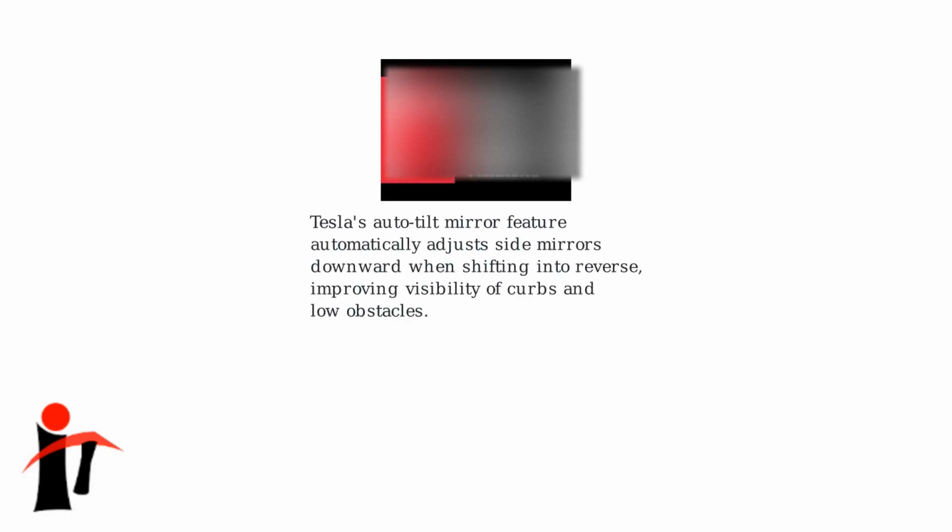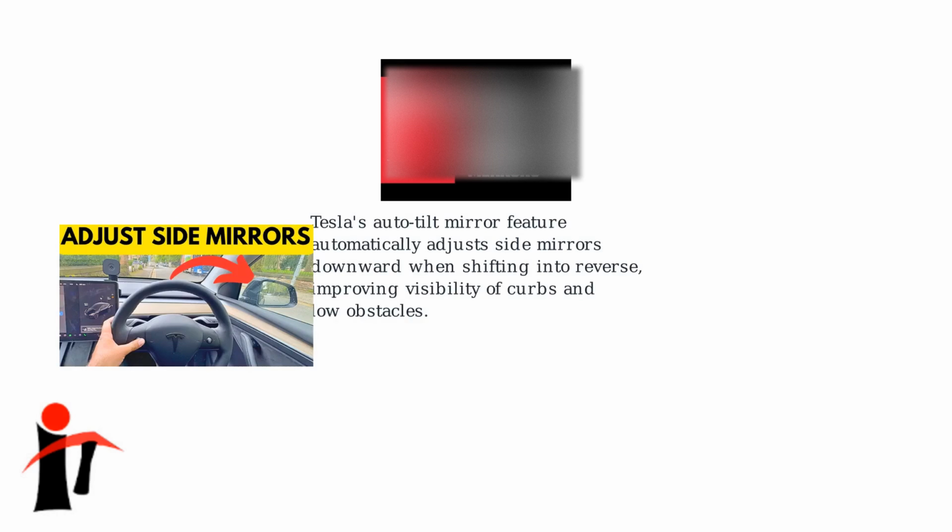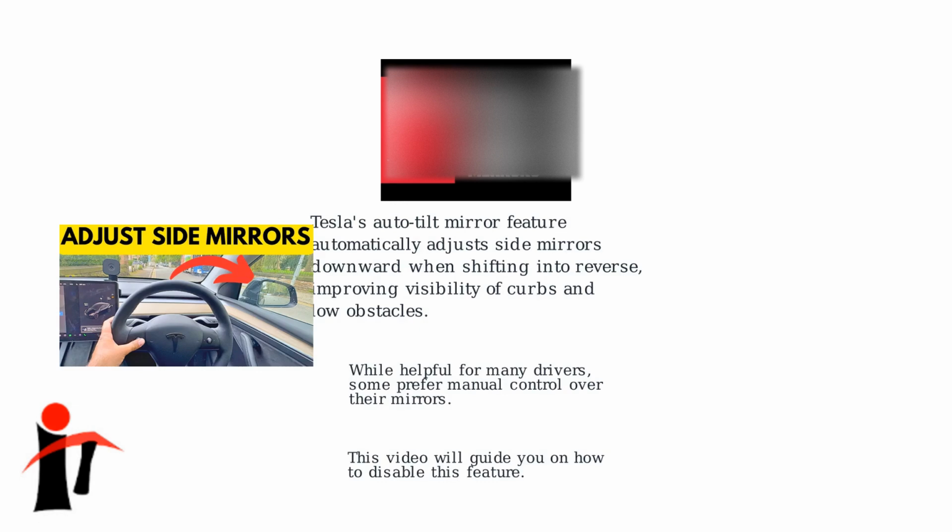Tesla's auto tilt mirror feature automatically adjusts the side mirrors downward when you shift into reverse, improving visibility of curbs and low obstacles. While helpful for many, some drivers prefer manual control. This video will guide you on how to disable this feature.